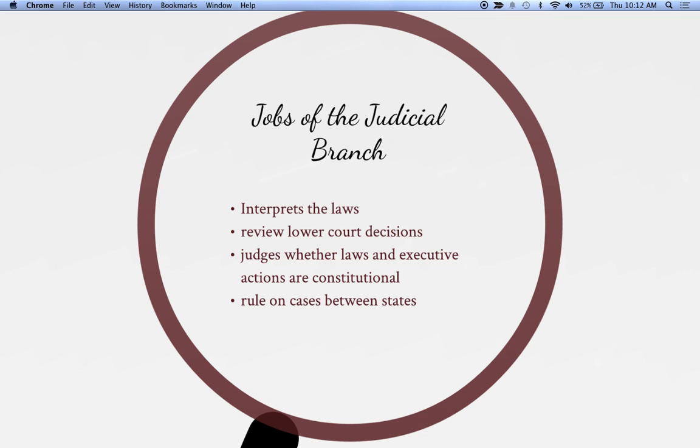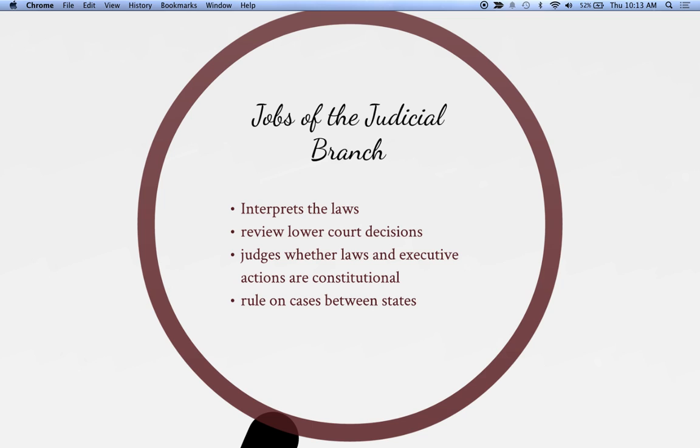They review lower court decisions, so if you appeal something, it's the judicial branch's job to say, let's take a look at this and see if it's correct. Ultimately, they judge whether laws and executive actions are constitutional. So they're always looking at the Constitution to make sure that the laws abide by what it says. And then, of course, if there's a dispute between states, these federal judges will decide because they really don't have a stake in it. You know what I mean?